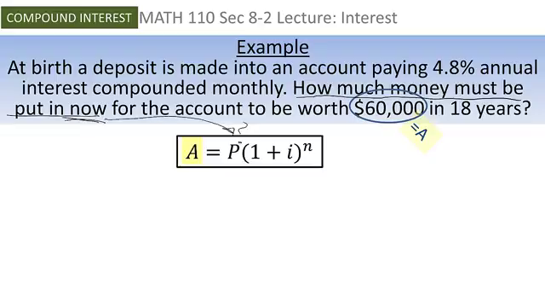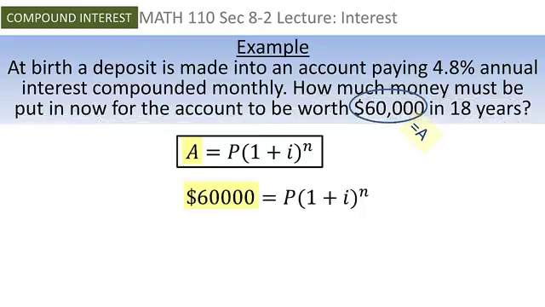We don't know that. They want us to find P. But they want it to be worth $60,000 in 18 years. That's in the future, so that's the future value. So that's A. So 60,000 is the A. So in this problem, they're asking us to solve for capital P. So we plug 60,000 in for A, and then we've got to figure out what little i and little n are.